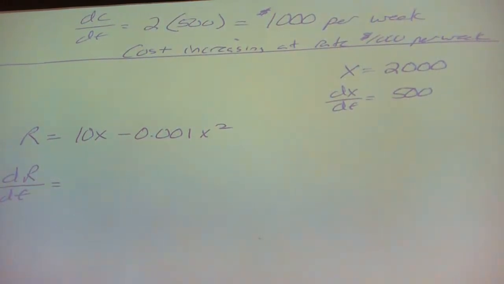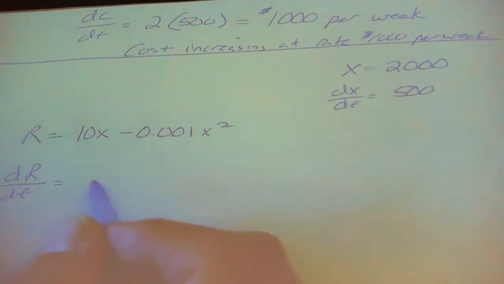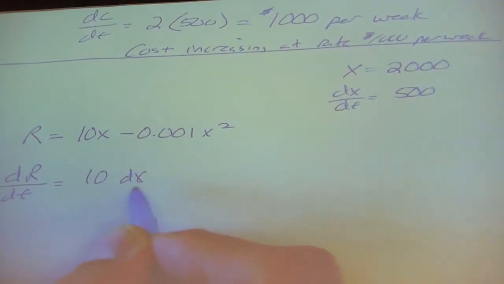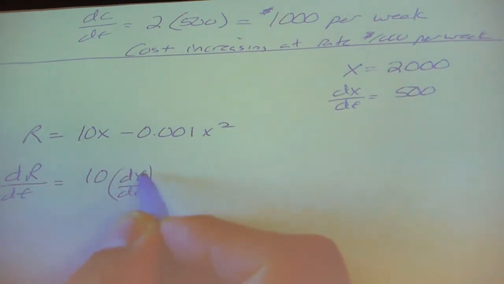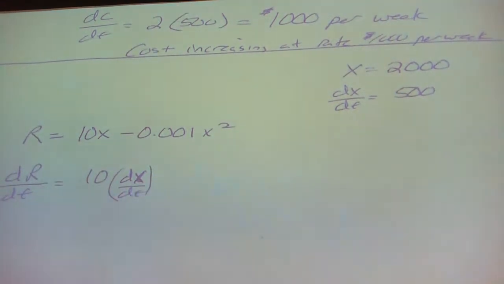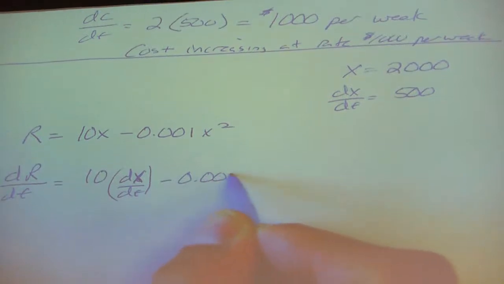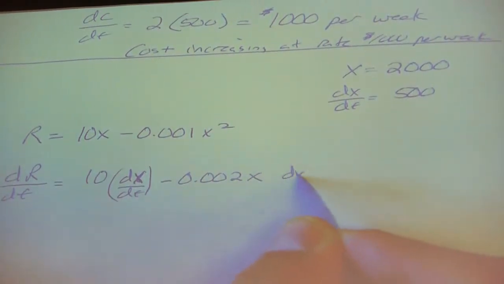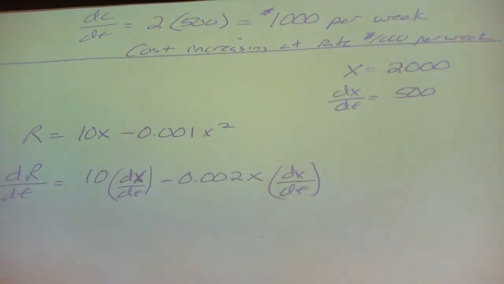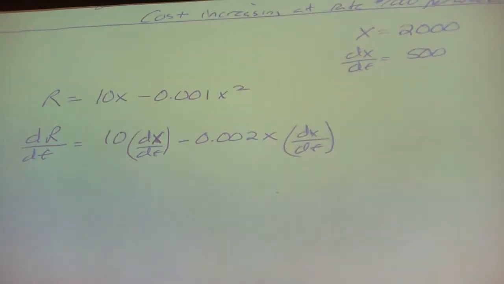What's the derivative of 10x? 10 dx over dt. I'm going to put that in parentheses just to make sure we're clear. So the derivative of 10x is 10 dx over dt. What's the derivative of 0.001 x squared? 0.002 x, derivative of x with respect to time. Stop there.